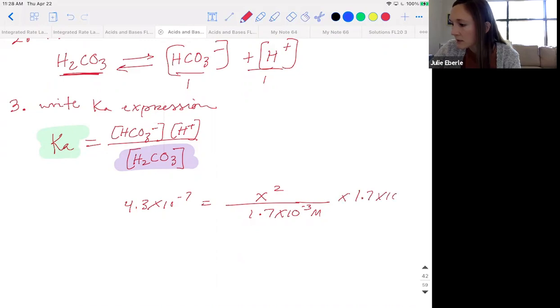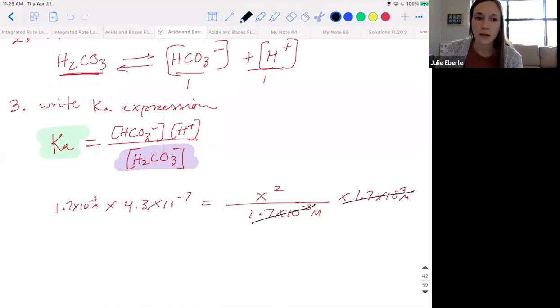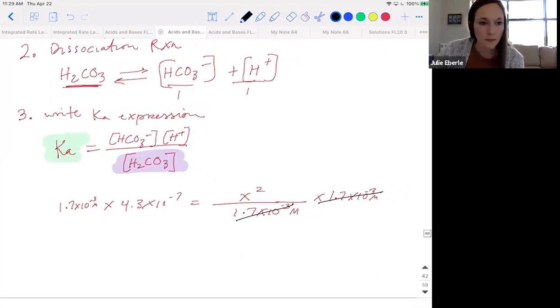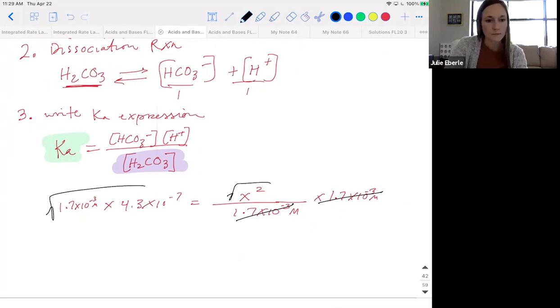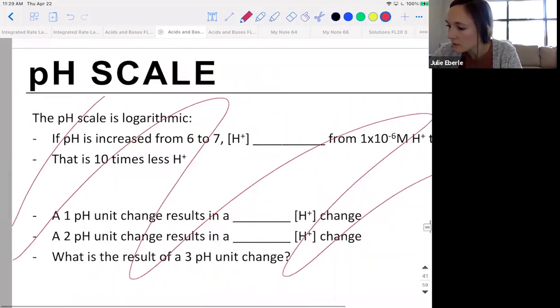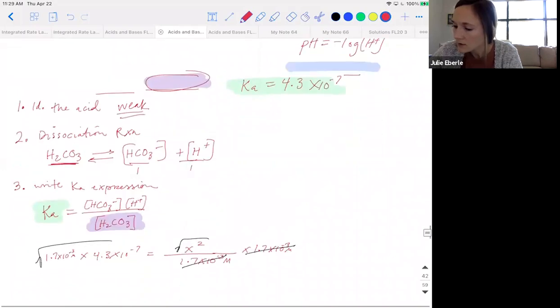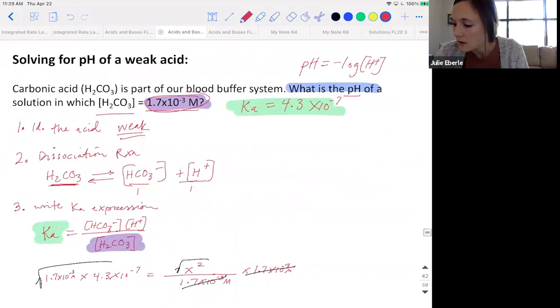Multiply both sides by 1.7 times 10 to the minus 3. That cancels. Now what do we do? Yep, Autumn said take the square root of both sides. Two seconds. Okay. Whoa, what happened? Why does it do this? Come back. There it goes. Okay, take the square root of both sides.